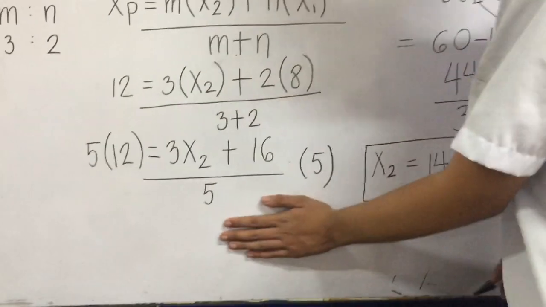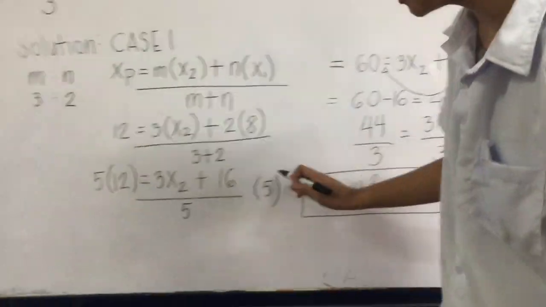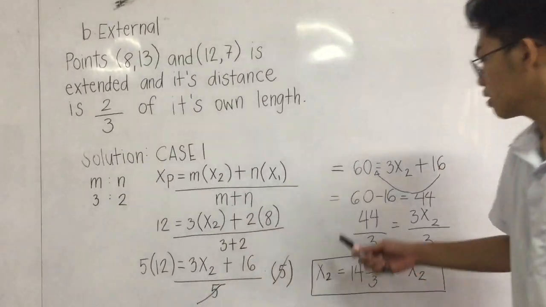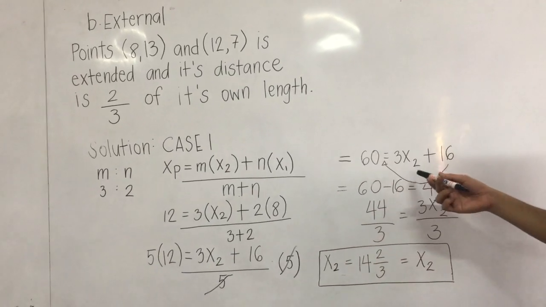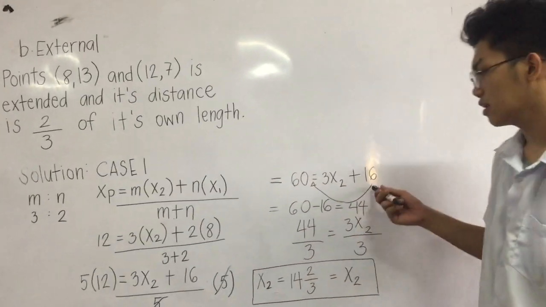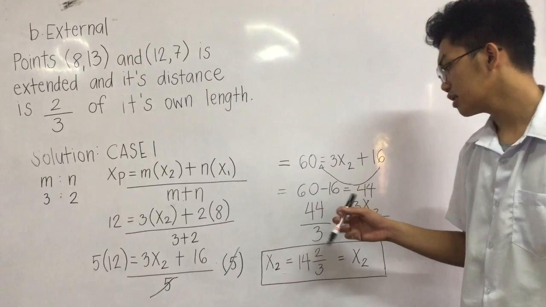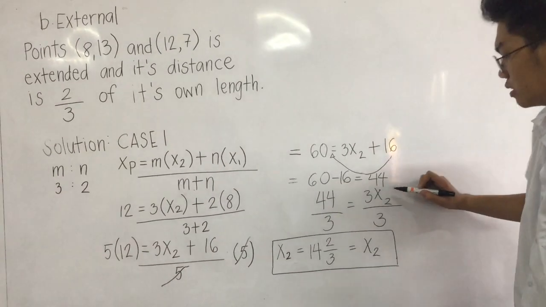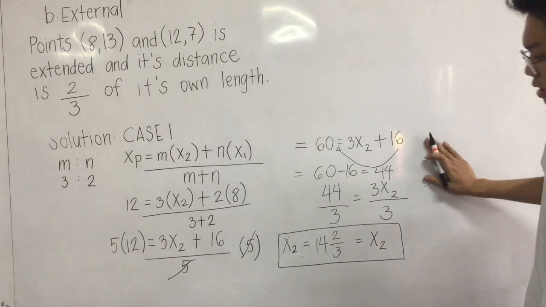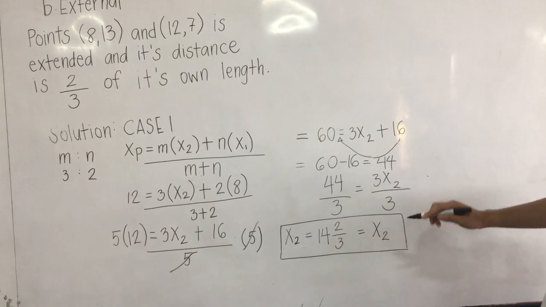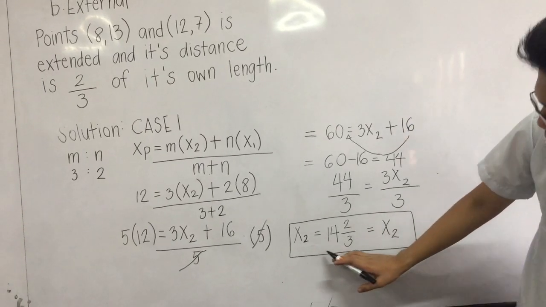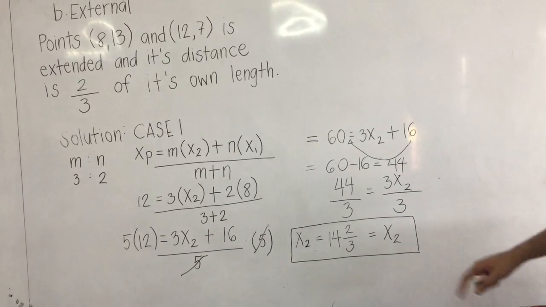What we do on this side, we shall also do on the other. We will now cancel the 5 since we are multiplying it and it is being divided. It is equal to 60 is equal to 3x sub 2 plus 16. Now we will move 16 to the other side. 16 minus 60 is equal to 44. Now we will divide it by 3. 44 over 3 is equal to 3x sub 2 over 3. X sub 2 is equal to 14 and 2/3.